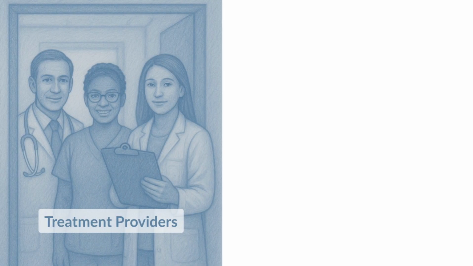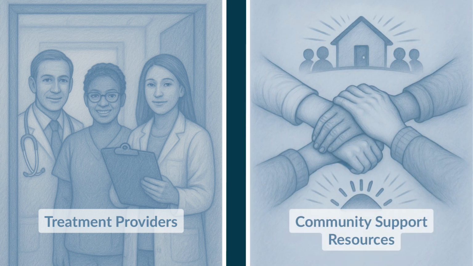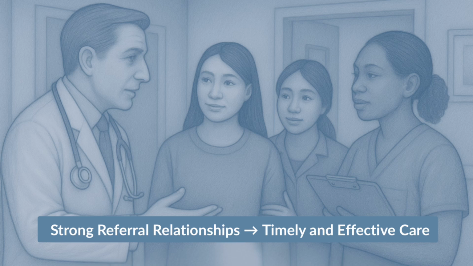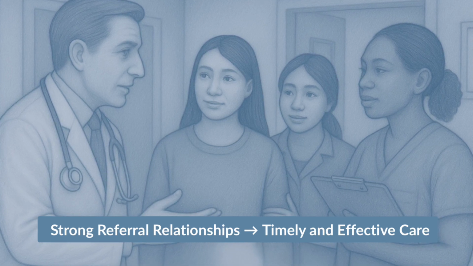At Spectra, we integrate primary care and behavioral health services so our patients may receive comprehensive, coordinated support all in one place. In this video, we'll review the types of treatment providers available for alcohol use disorder, along with community support resources that can help individuals who may be struggling with addiction. Establishing strong referral relationships with these providers is essential for assuring that patients receive timely and effective care.